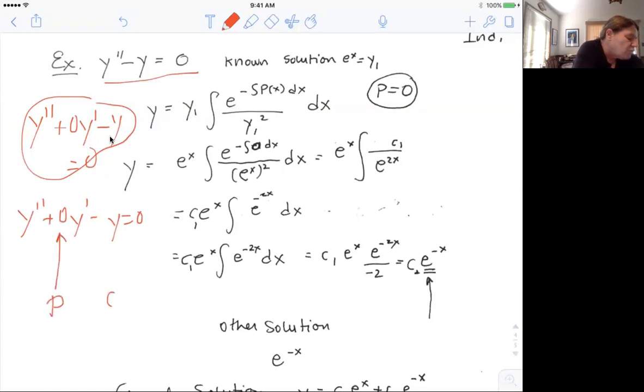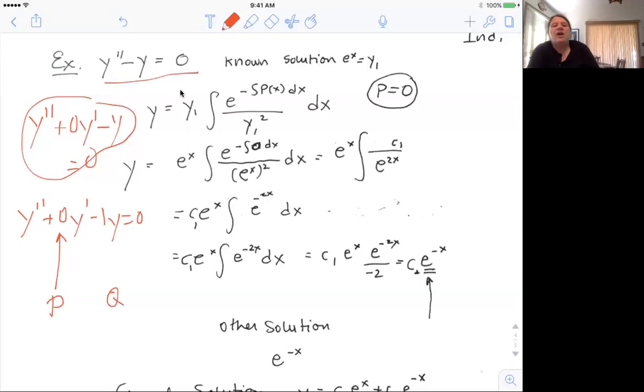What is my Q, guys? What is my Q in this one? Not that I need it. It really didn't come up in the formula, but just so you know what it is, what's Q? What's the coefficient on the y here? -1. It's -1, okay?